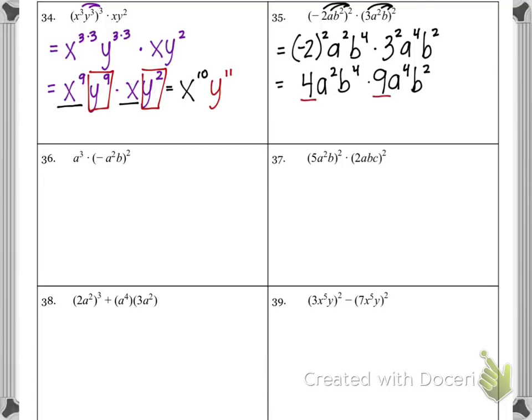And now we can multiply. 4 times 9 is 36. And remember when it looks like this, when they're just next to each other and multiplying, we're going to add 2 plus 4, a to the 6th, and then b to the 6th.